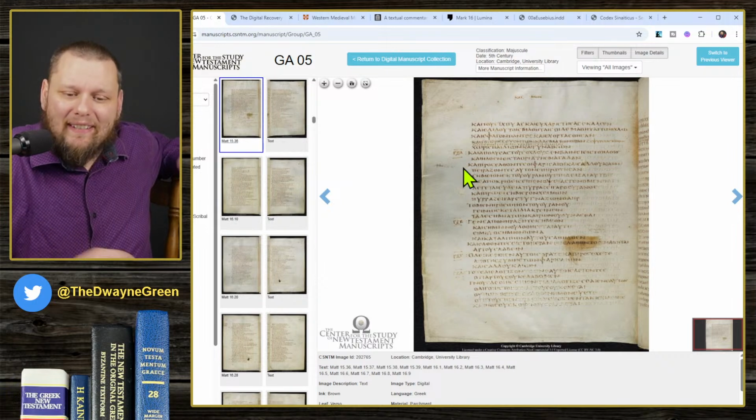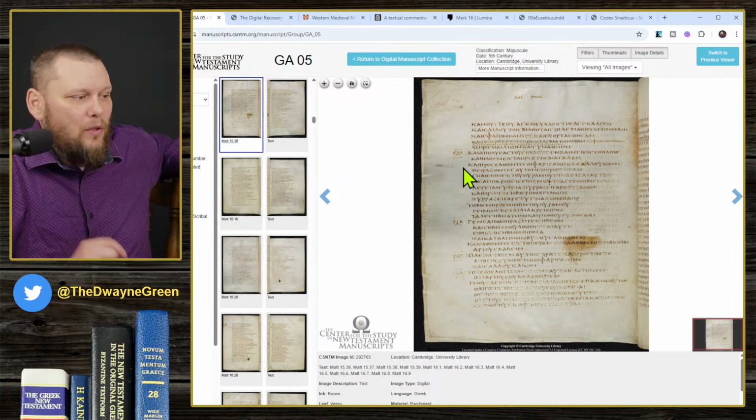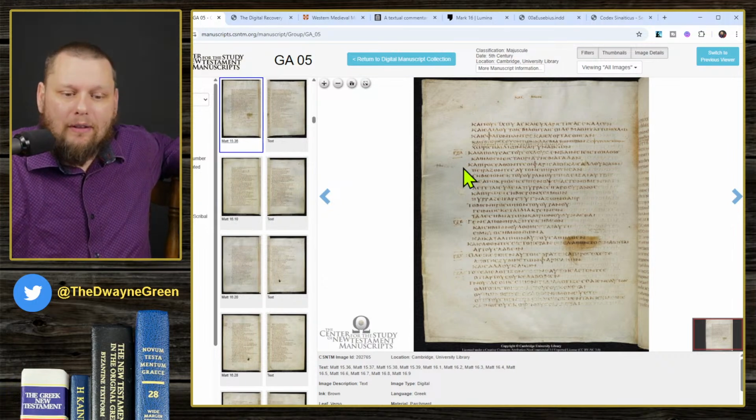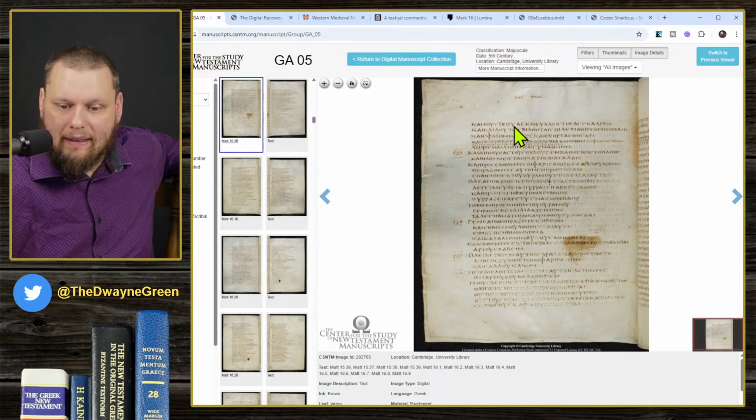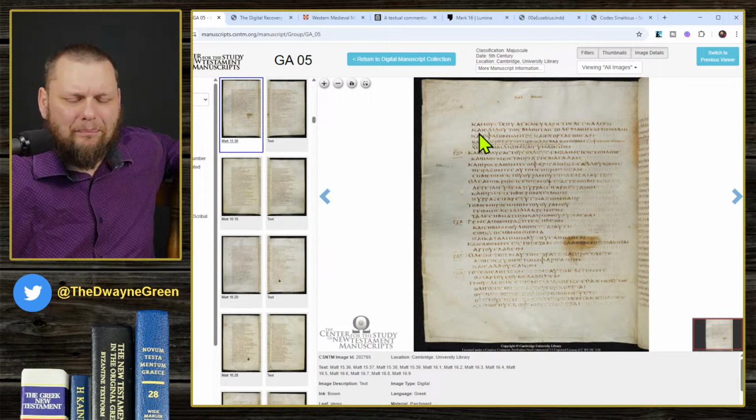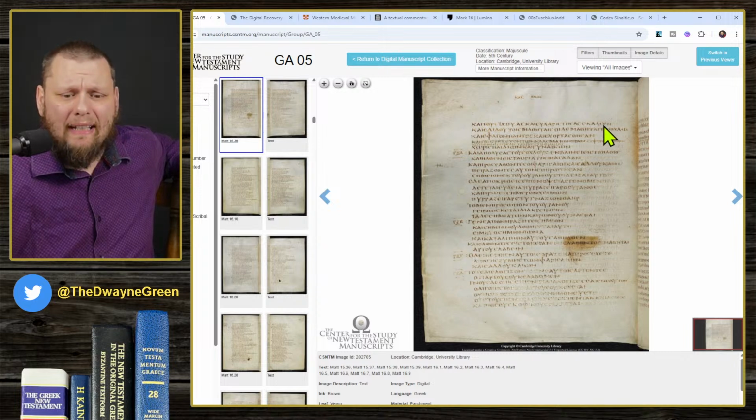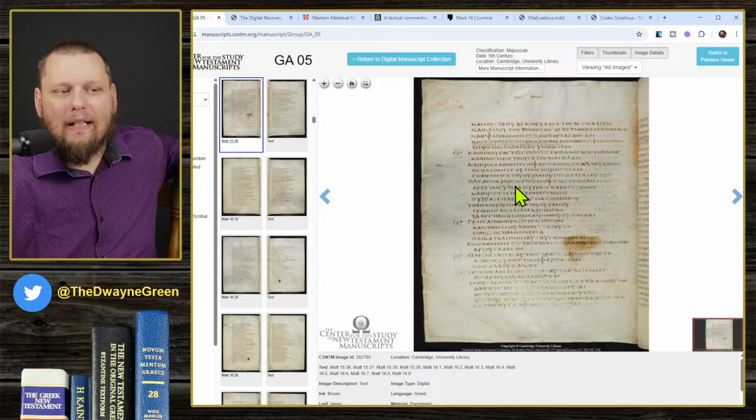But the other interesting thing about Codex Bezae is the way that it's written out. So each line in here is done, they had a fancy name for it, I forget what it was called. But each line is a clause in a sentence. It's not a whole sentence. It's not like a paragraph format or anything like that. It's one line per clause.